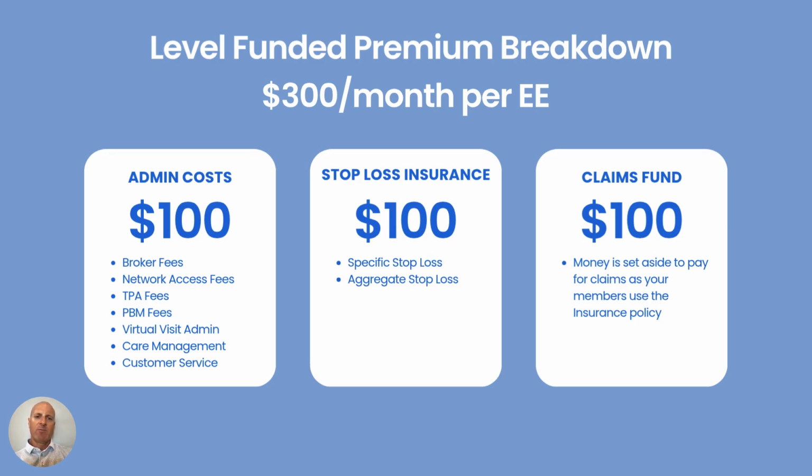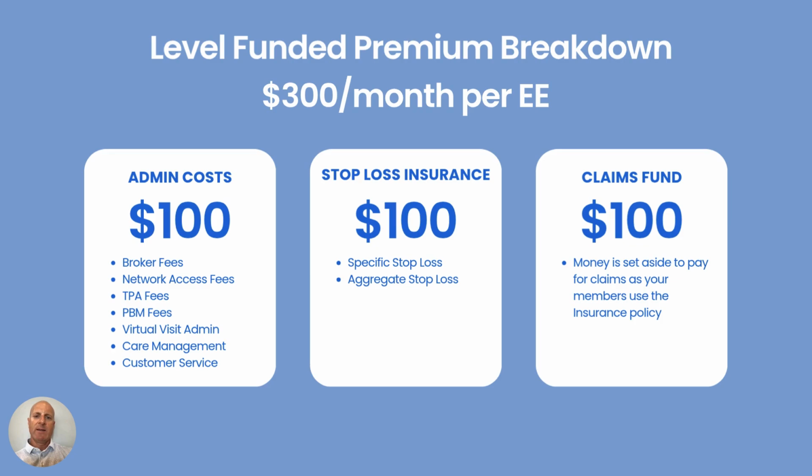The next is what's called your stop loss insurance. So in a level funded contract, this is the real insurance policy within that contract. And there's two types. There's specific stop loss and aggregate stop loss. Most level funded plans are going to have both of those coverages in there. And you can see in this example, it's another $100 for that type of coverage.